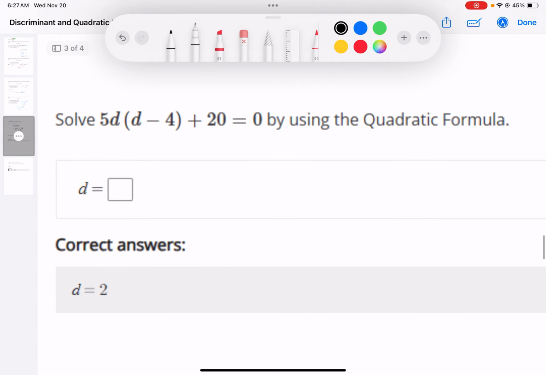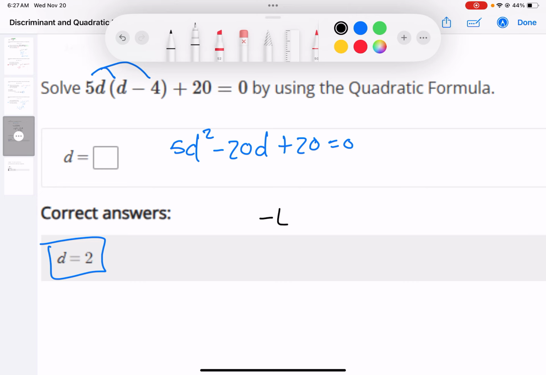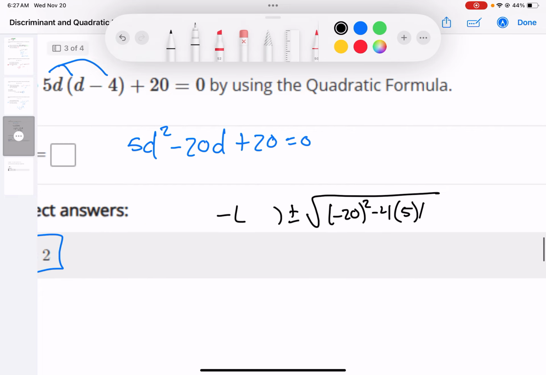Okay, let's try that again. I'm going to distribute here, so it gives me 5d, and I already have the answer, but 5d squared minus 20d plus 20 equals 0. So opposite b plus minus square root of negative 20. Well, I'm plugging it in already. A is 5. And then I got 20 divided by 2 times 5.